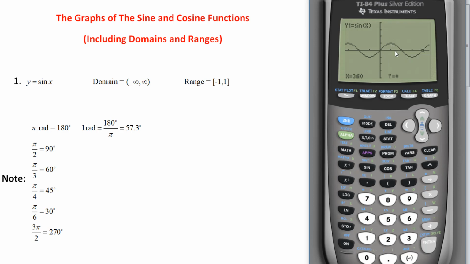So again, another thing to note here is that the graph crosses the x-axis. And again, we can talk about the zeros, okay? Because that's where the y value is 0. So we can talk about the zeros of the sine function, or we can mention the x-intercepts.